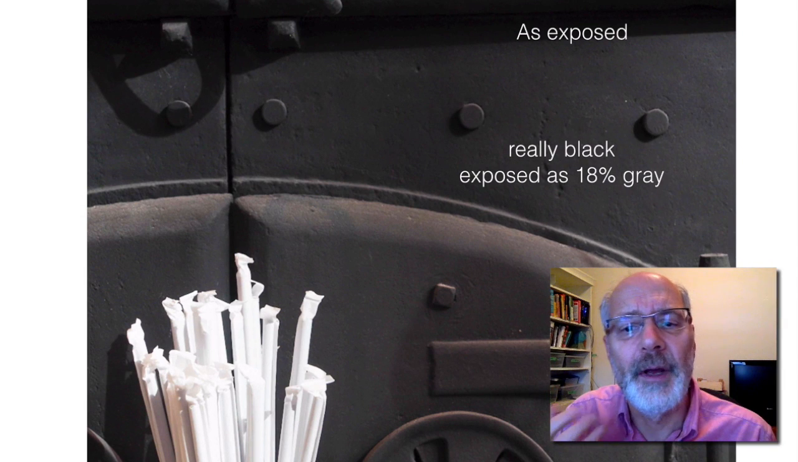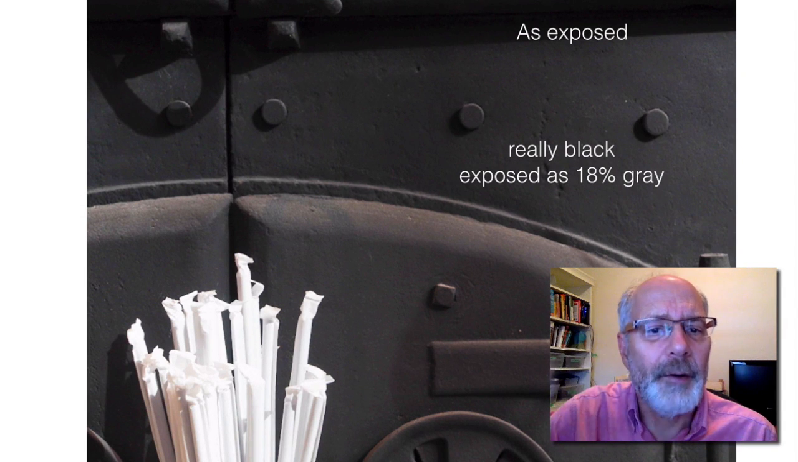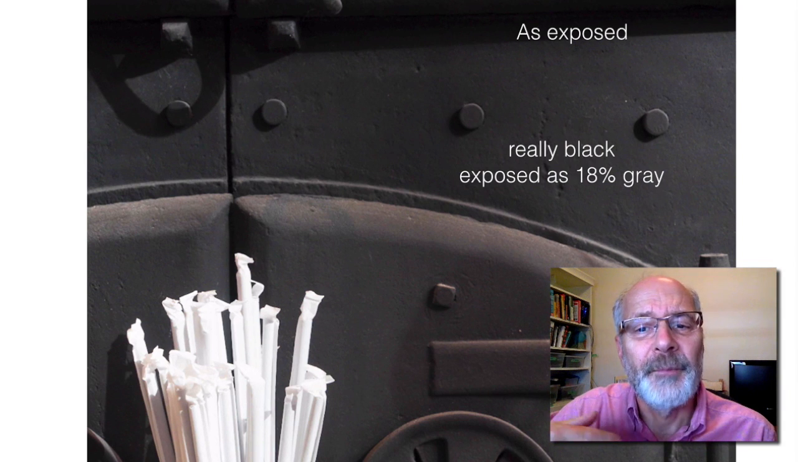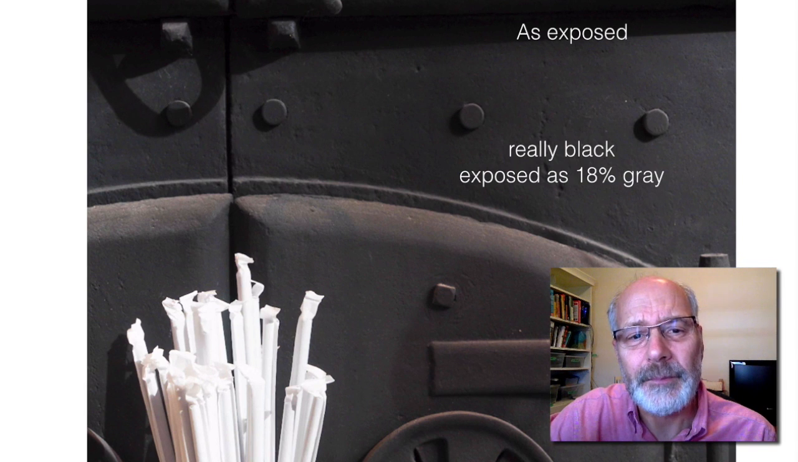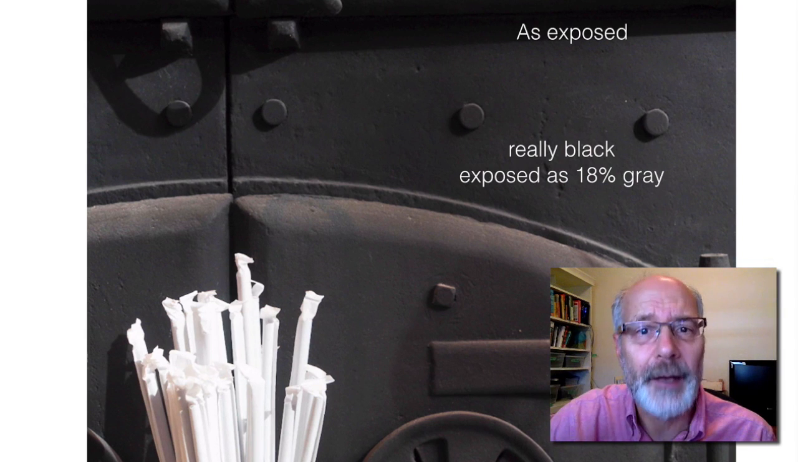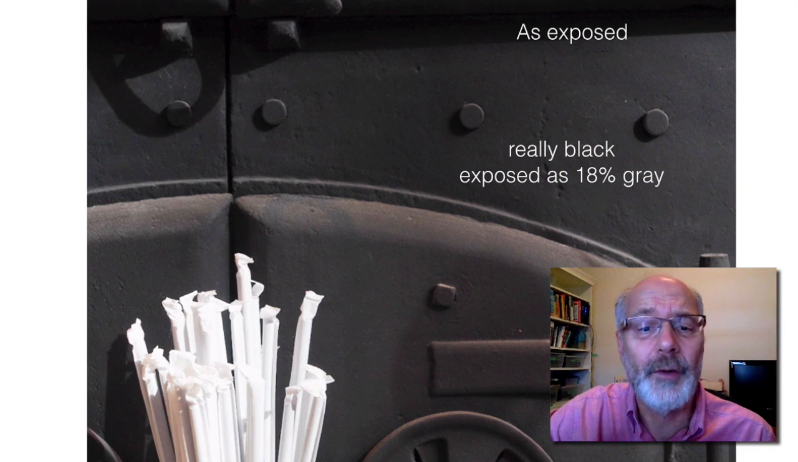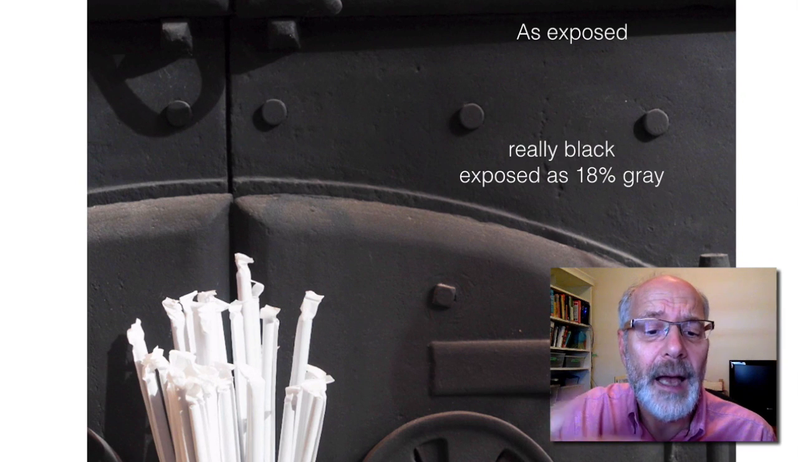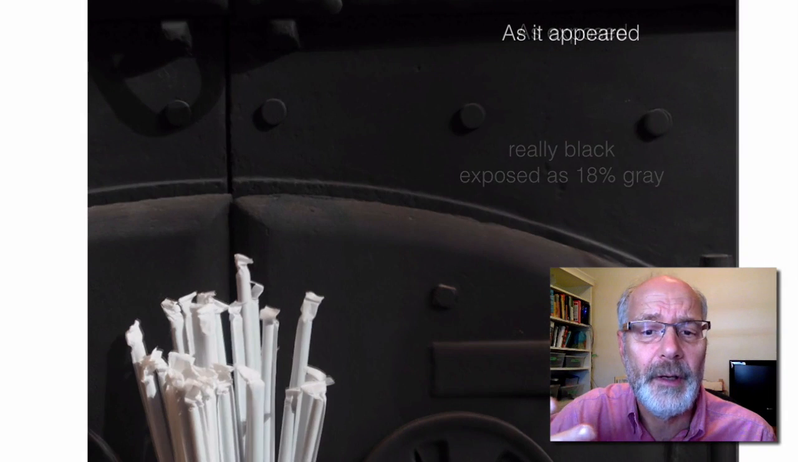So here is a very black oven in front of some white straws. And the problem in this image is that the oven, which is really black, is being exposed pretty close to 18% gray, which is exactly not what was in the real world. And as a result, the straws are overexposed and the highlights are completely blown out. There's no detail in them.